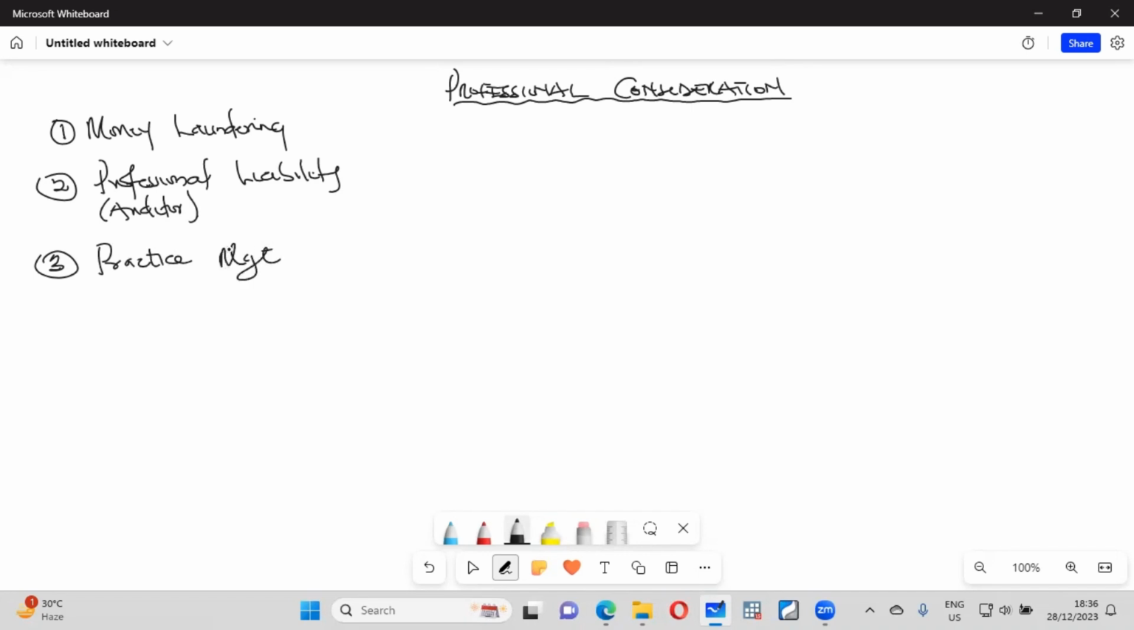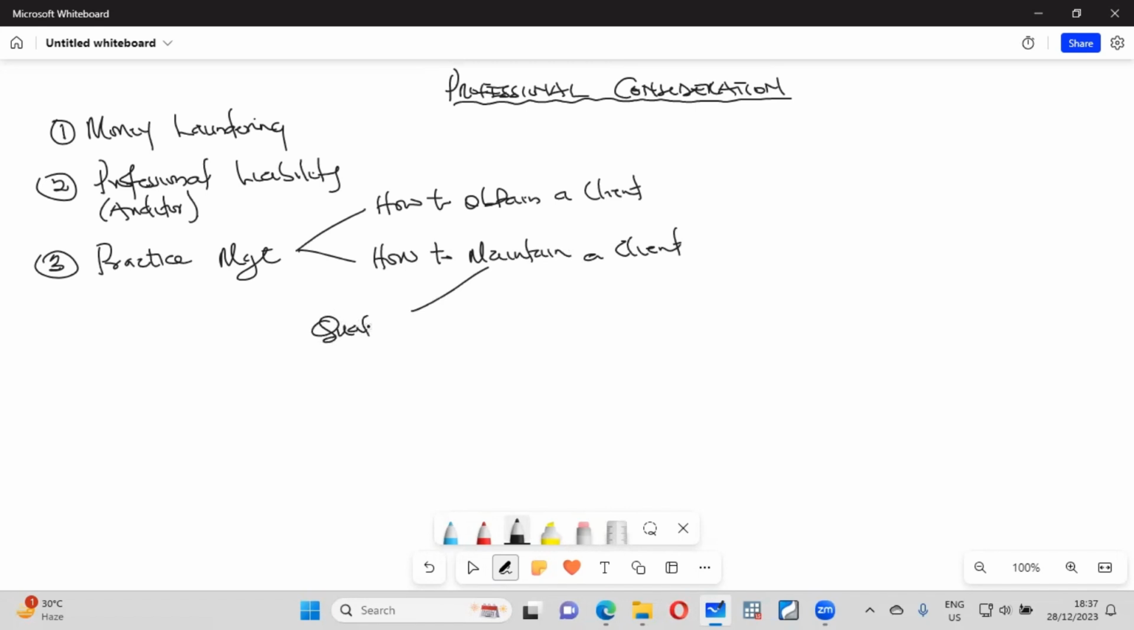And when it comes to practice management, we have two aspects of it. We have how to obtain a client, and how to maintain a client. In how to maintain a client, we will look at quality management, what we used to call quality control at firm level. These days, we call it quality management.